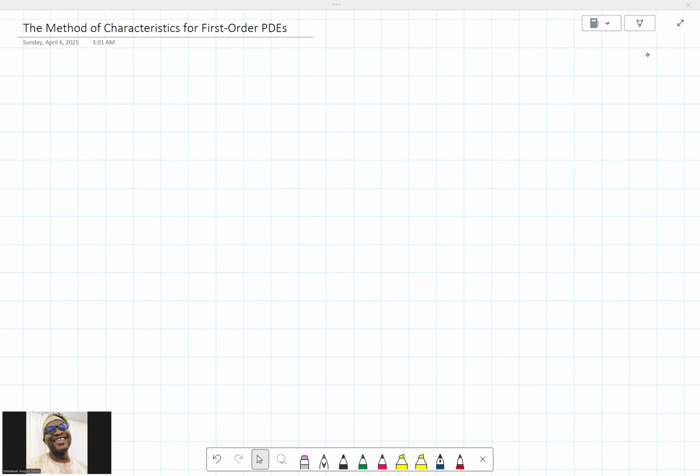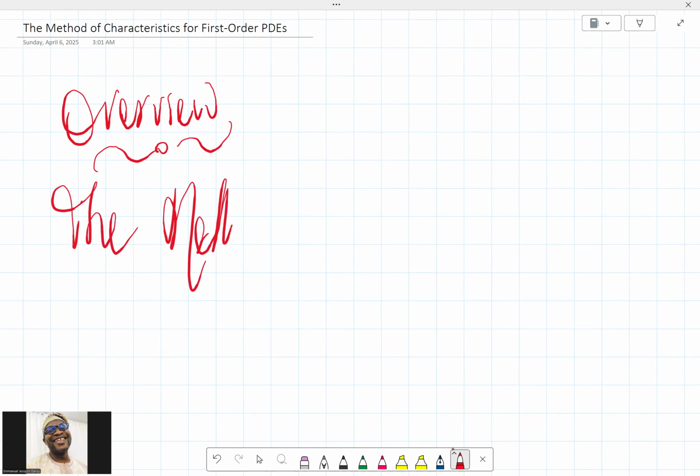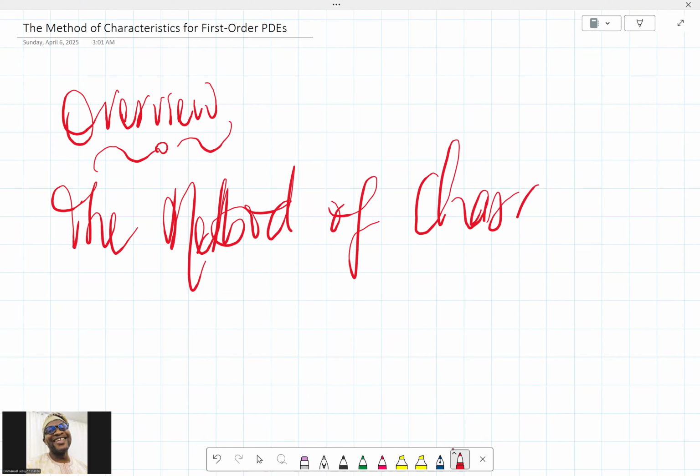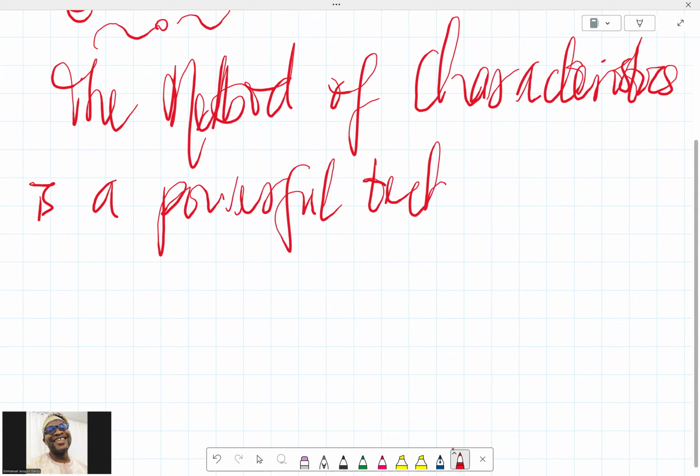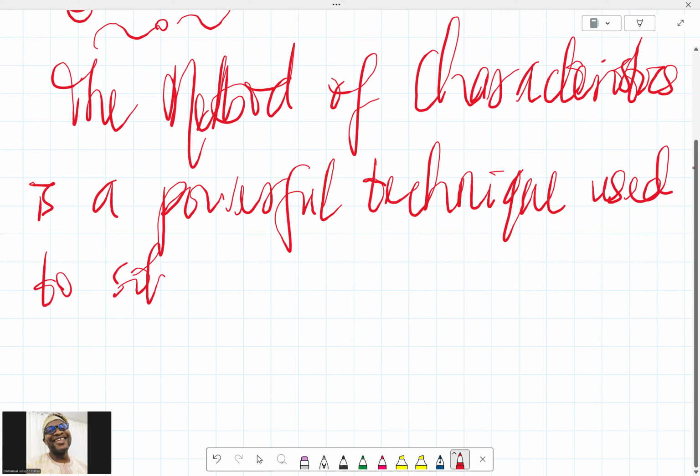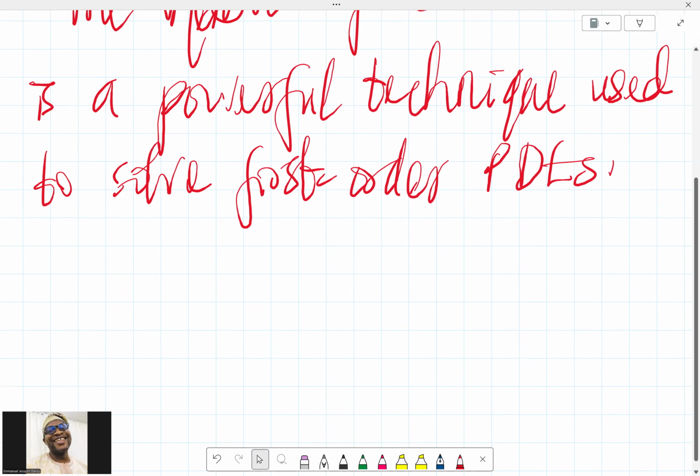Here we want to look at a method of solution focusing on first order partial differential equations, and that is called the method of characteristics. That's like an overview. The method of characteristics is a powerful technique used to solve first order partial differential equations, PDEs for short.